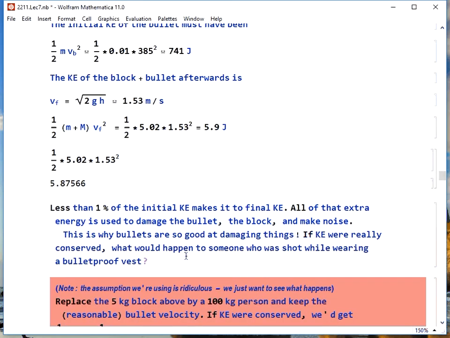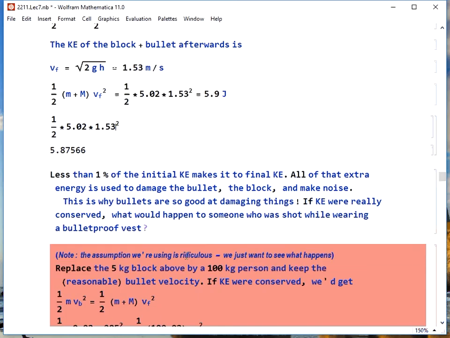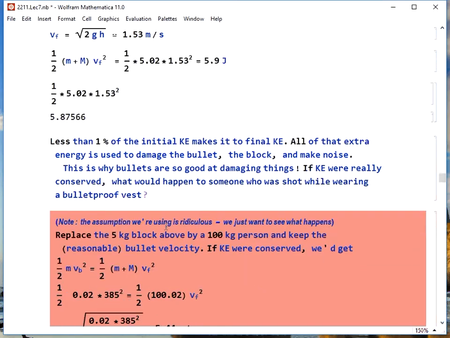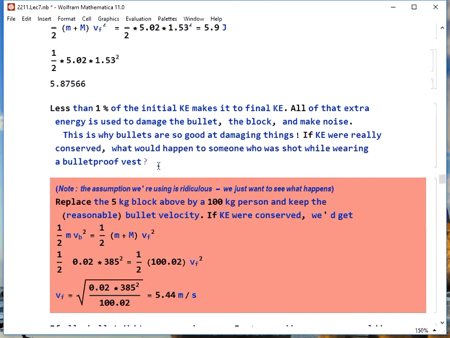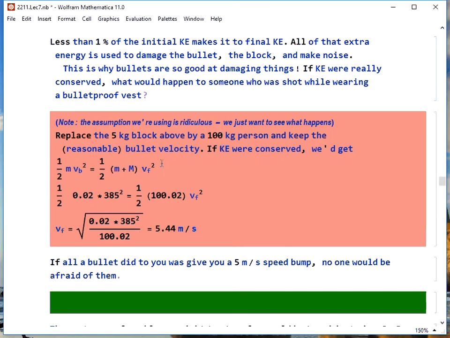So all the rest of it damages the bullet and the block and makes noise. If kinetic energy was really conserved, if you were wearing a bulletproof vest, you'd pretty much be okay. Nothing could happen to you other than a seriously damaging punch.